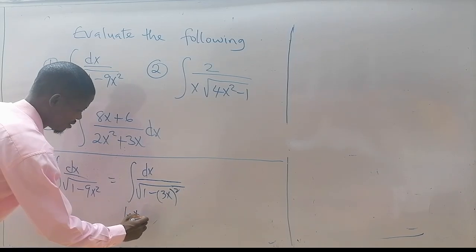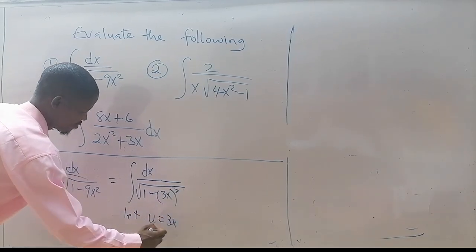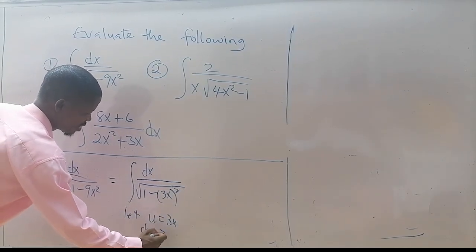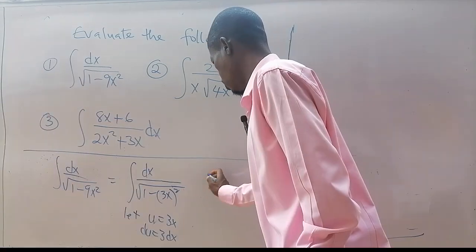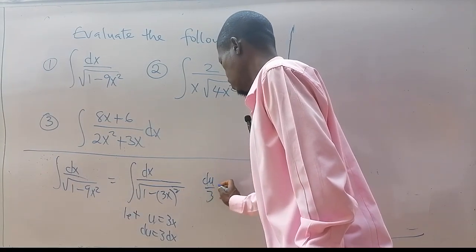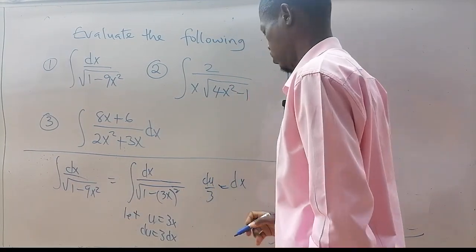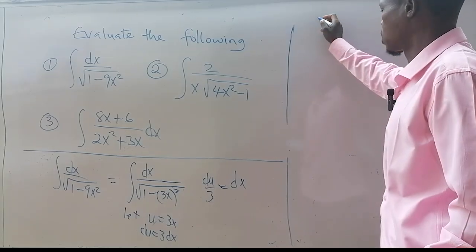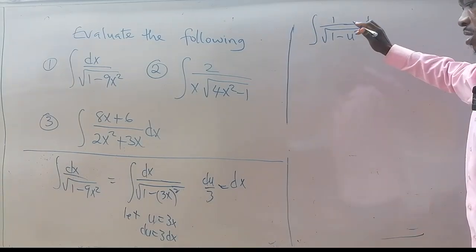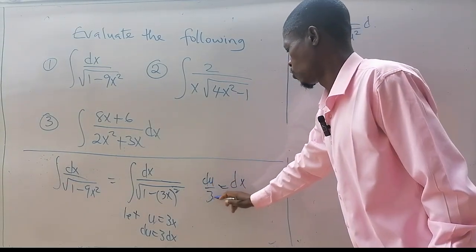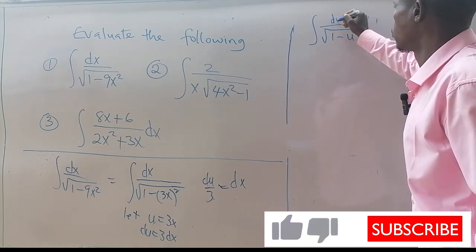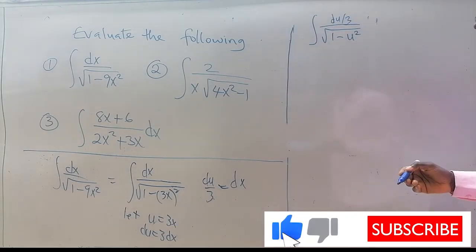So let u be equal to what? 3x. So du is equal to what? 3 dx. So that will be equal to du over 3, which is equal to dx. So our question will now become the integral of dx, which is du over 3. We can place it here. Du over 3. So we have that.